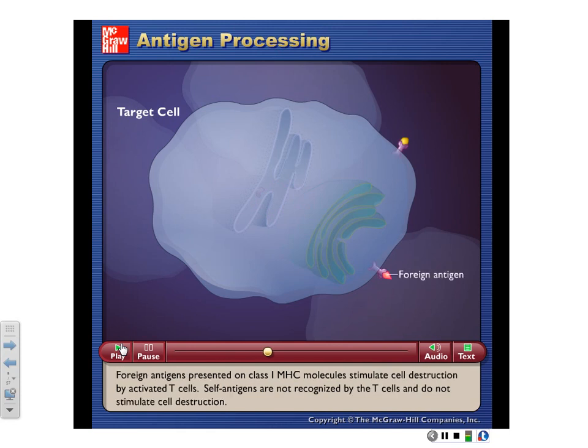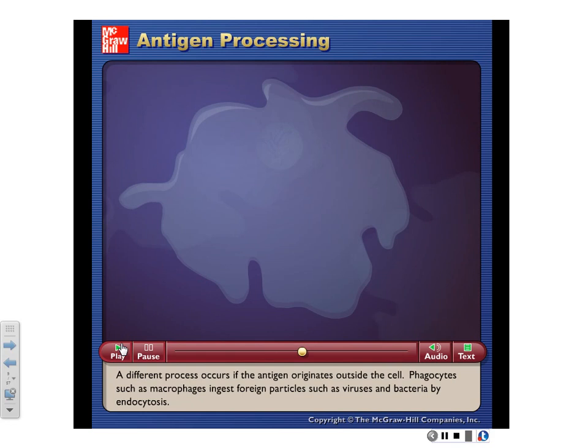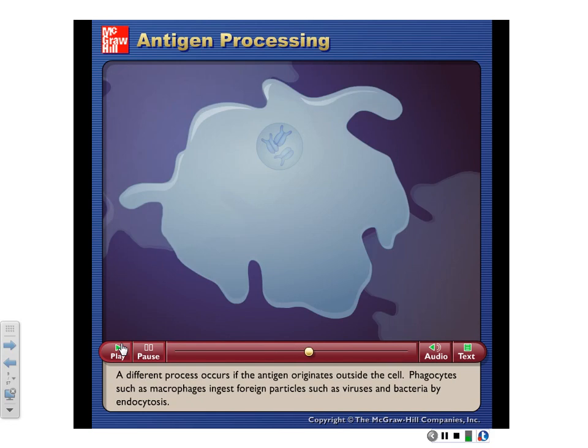Foreign antigens presented on class I MHC molecules stimulate cell destruction by activated T cells. Self-antigens are not recognized by the T cells and do not stimulate cell destruction. A different process occurs if the antigen originates outside the cell.